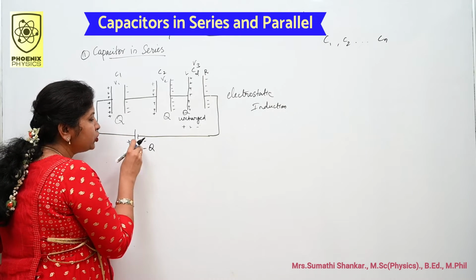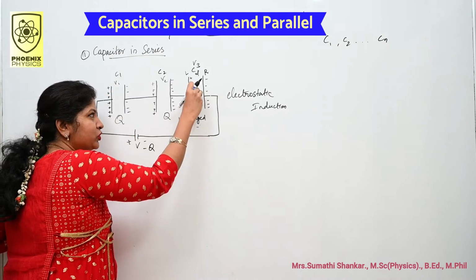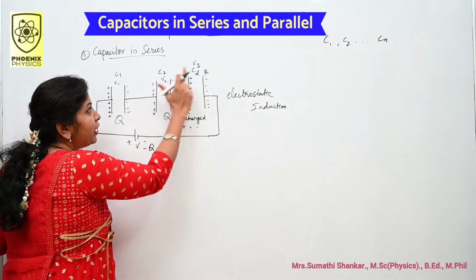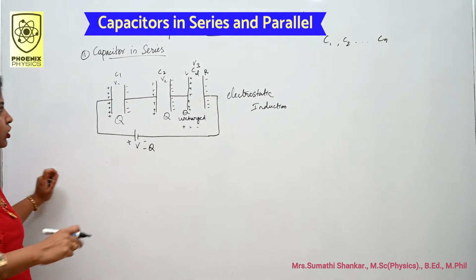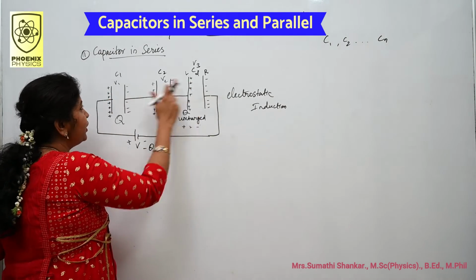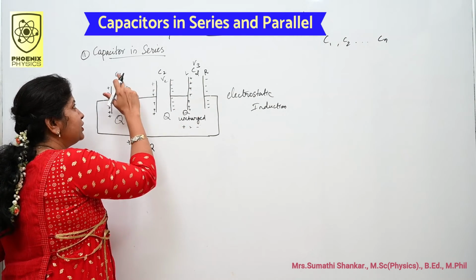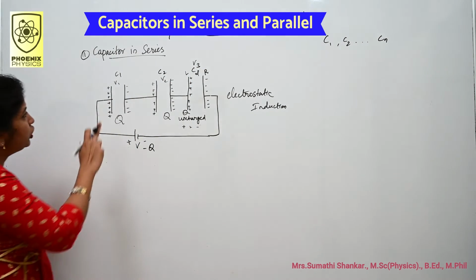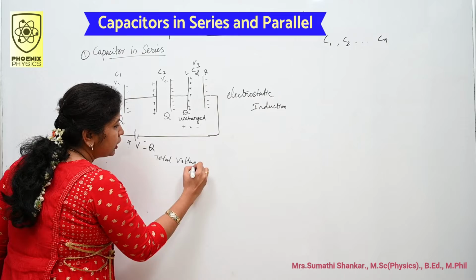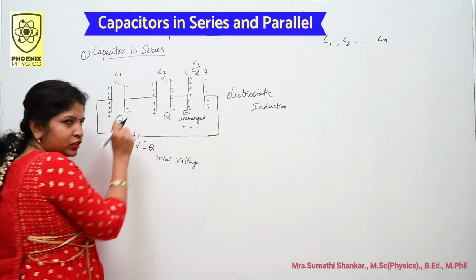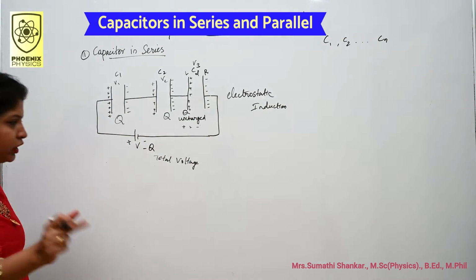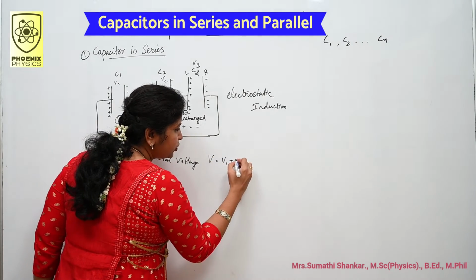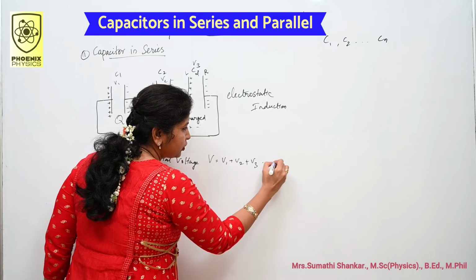So the voltage drop across each capacitor will be different depending upon the individual values of capacitance. So V1, V2, V3 are the corresponding voltages across the capacitors C1, C2, C3 respectively. Here the total voltage across the capacitors must be equal to the voltage of the battery. That is, V is equal to V1 plus V2 plus V3. This is our equation 1.